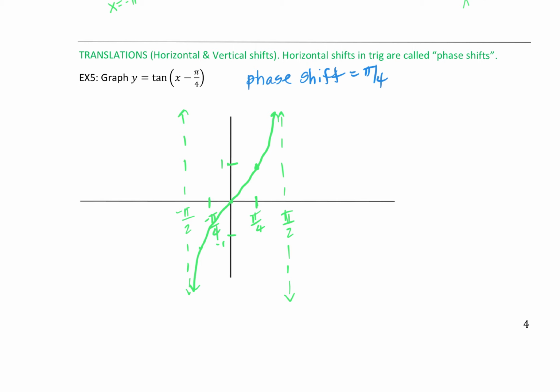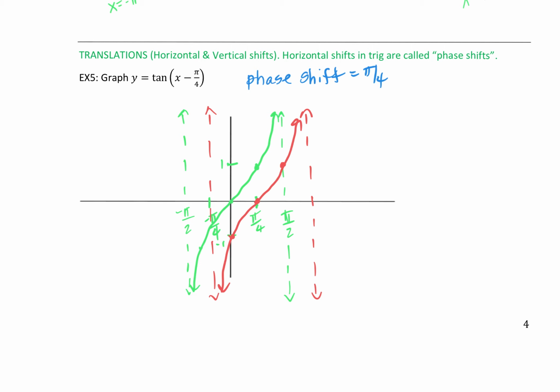Now I'm shifting everything over. I'm shifting the asymptotes, and now pick a different color for this. I'm going to pick red. So I'm going to go to shifting everything over. Both of the asymptotes went over pi over 4 to the right. The 0 shifted over, the 1 shifted over, and the negative 1 shifted over. So this is my shifted tangent.